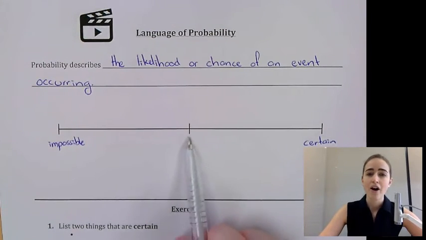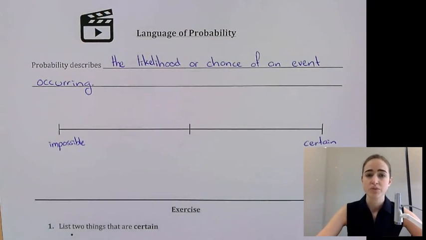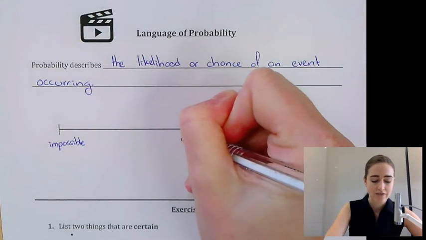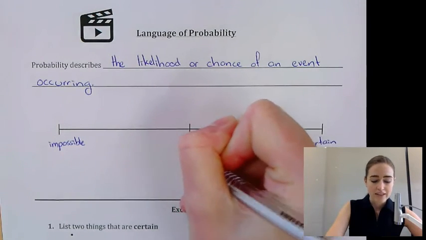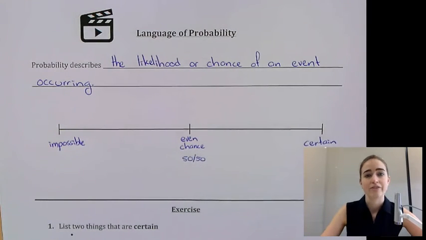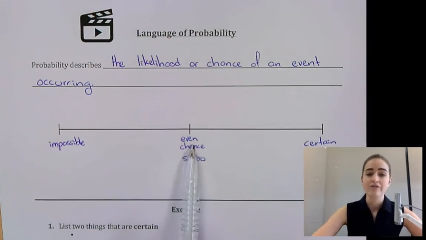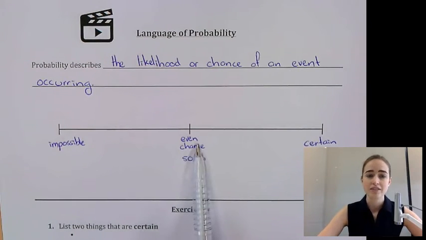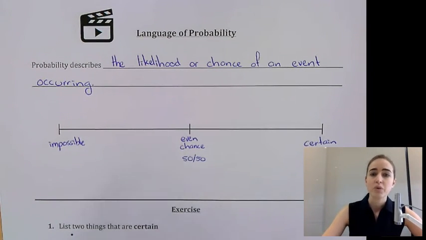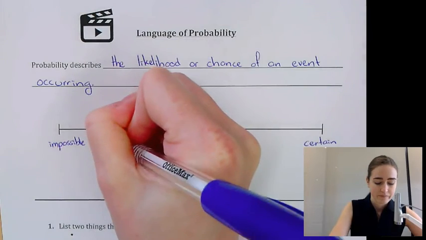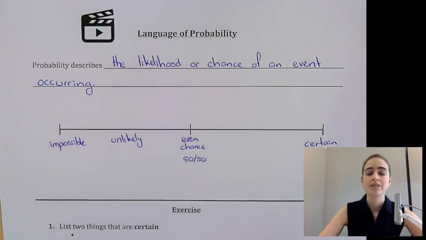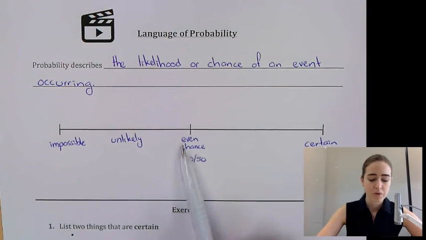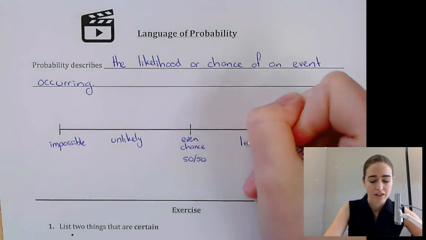In between there, halfway between, there's a couple of different terms that we could use. So we could say that there's an even chance of that event happening, or we could say that there's a 50-50 chance of that event happening. In between these ones, so if we have a look between impossible and even chance, if anything lies between there, we would say it's unlikely. So an event between those two is unlikely to happen, and an event between an even chance and certain would be likely to happen.